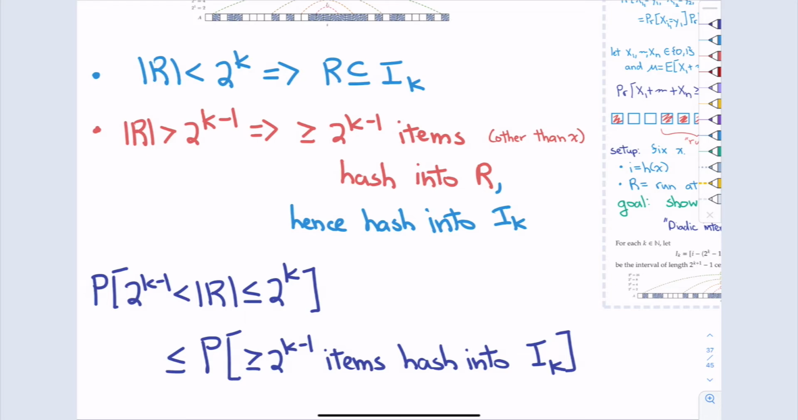One thing next. A priori, this is the kind of quantity I'm interested in. What are the odds that the run is between this power of 2?